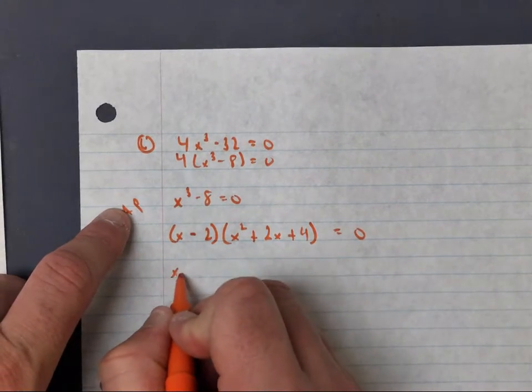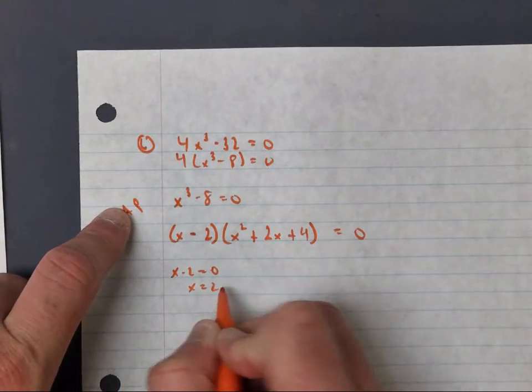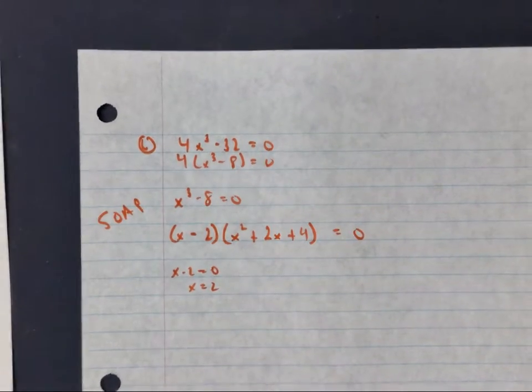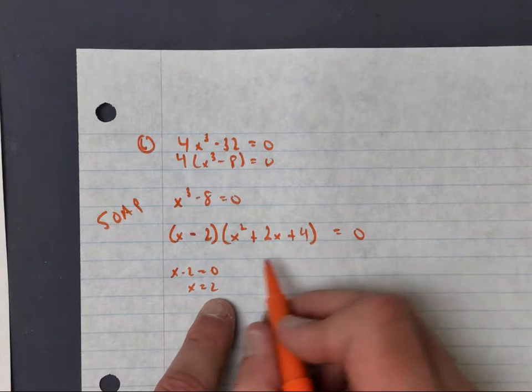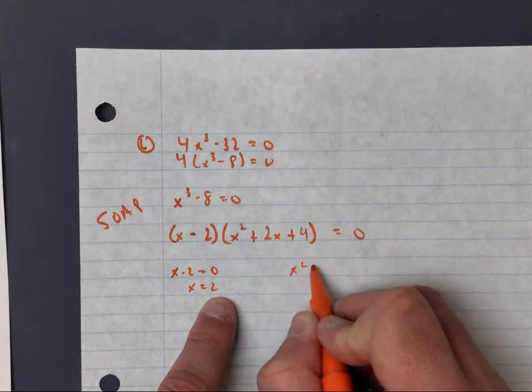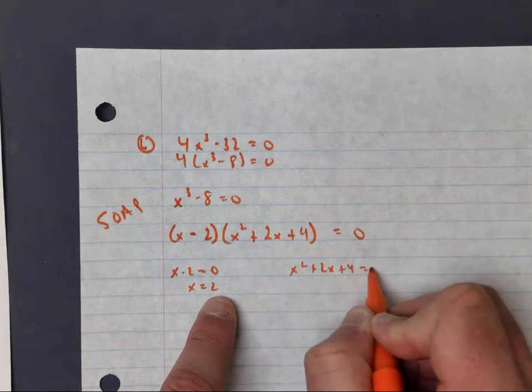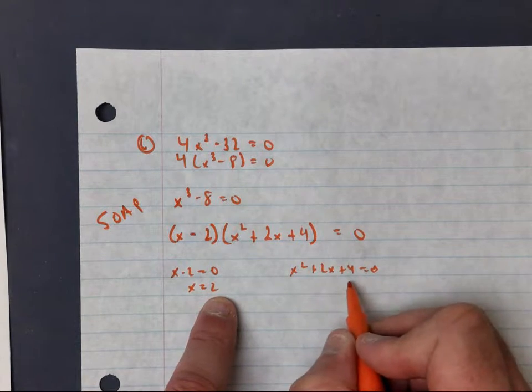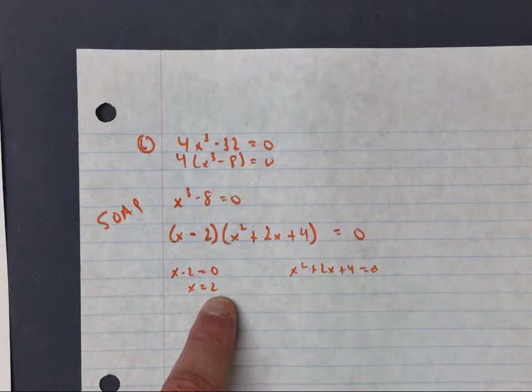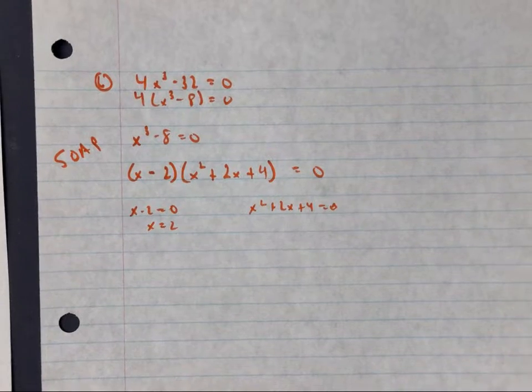Let's set the first one equal to 0. That would be easy. X equals 2. There's one real for sure right there. Now, the other appears to be easy, but once I try to factor it, I can't think of two numbers that multiply to give me 4 and add to give me 2. So I'm forced to do the quadratic formula.